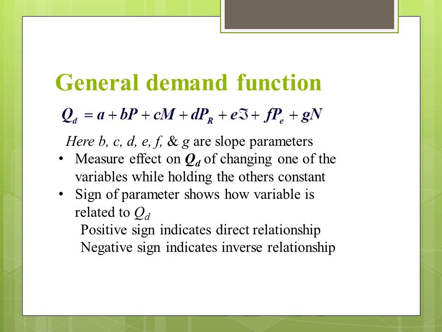And the sign of parameters shows how a variable is related to quantity demand. If the sign is positive, it indicates a direct relationship. Direct relationship means both move in the same way. Like if one good's price increases, the other good's quantity demand will also increase. So in substitute goods, if one good's price increases, the other good's quantity demand will increase. So here is a positive relationship.